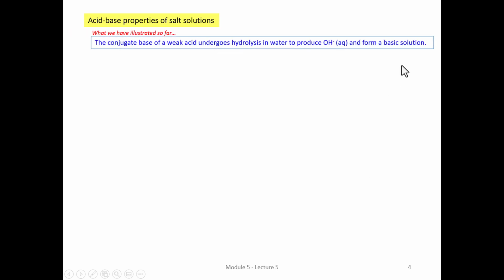So we've illustrated so far that the conjugate base of a weak acid, remember which was acetate, the conjugate base of the weak acid, acetic acid, undergoes hydrolysis in water to produce hydroxide and form a basic solution. And we can say this in general terms. The conjugate base of any weak acid undergoes hydrolysis in water to produce hydroxide and form a basic solution. Weaker acids have stronger conjugate bases. Stronger acids have weaker conjugate bases.